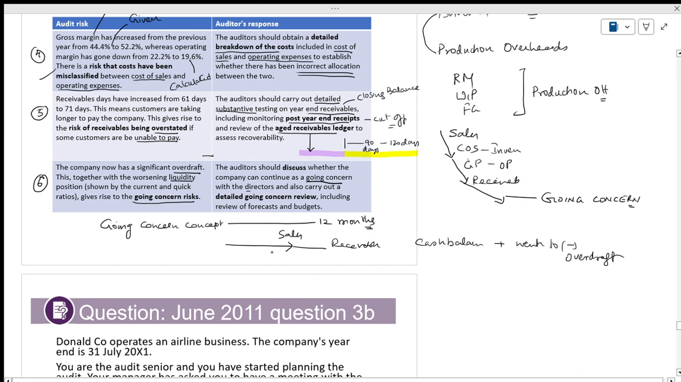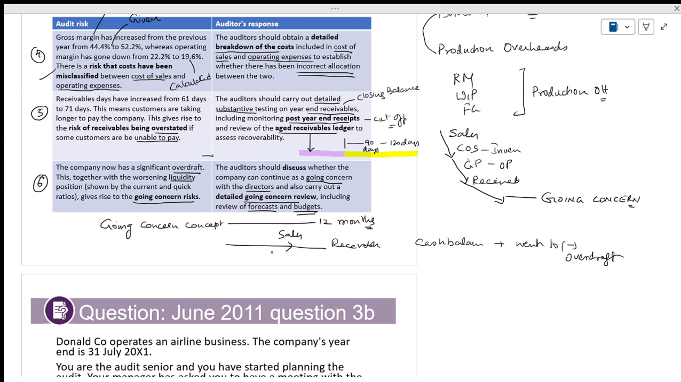With whom do you have to discuss? You discuss with the directors, and also do a detailed going concern review, including the forecast and budgets. Fine. This is a simple idea.